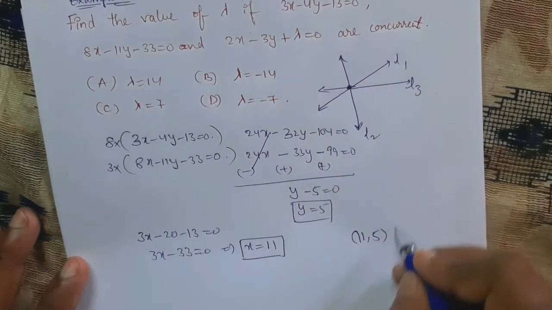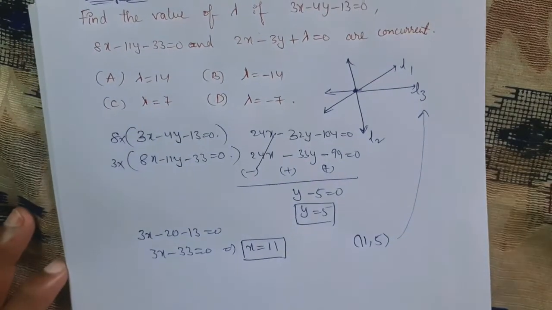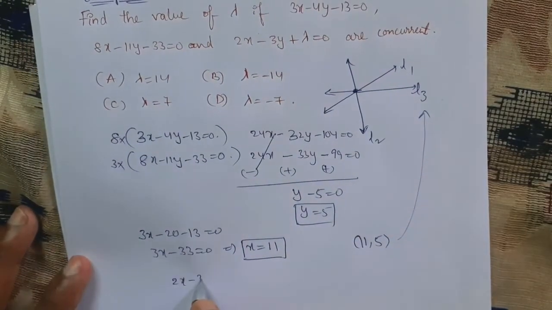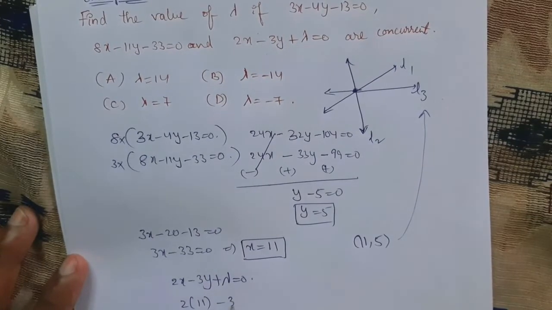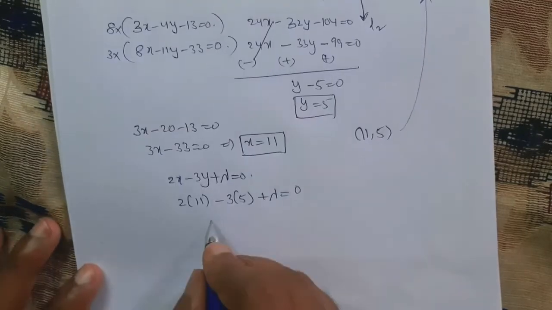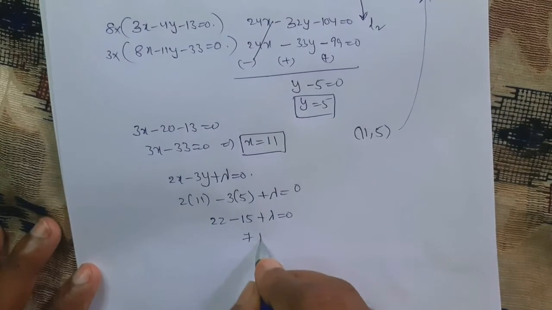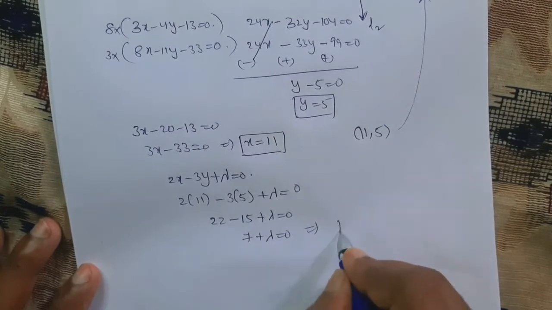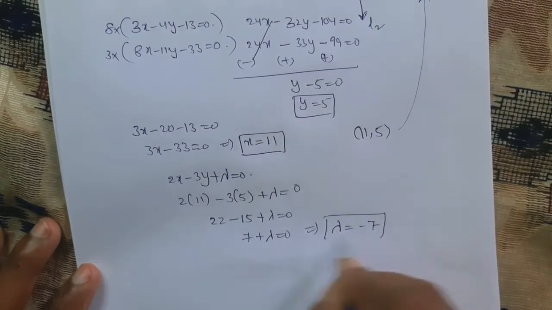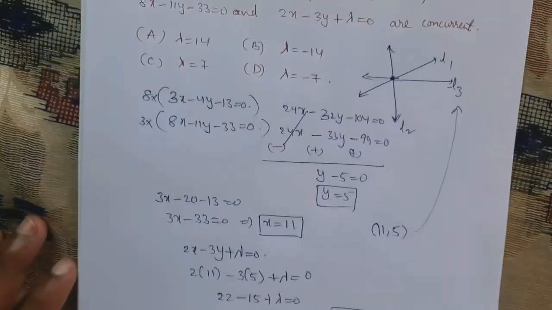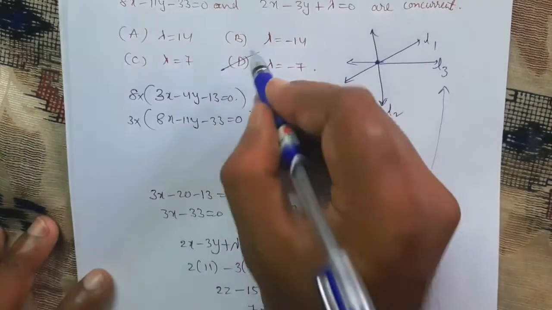That point we need to substitute in line L3. So what is that line L3? 2x minus 3y plus lambda equal to 0. That means 2 into 11 minus 3 into 5 plus lambda equal to 0. So this is 22 minus 15 plus lambda equal to 0. This is 7 plus lambda equal to 0. That means lambda equal to minus 7. So this is a very easy way to find the value of lambda.